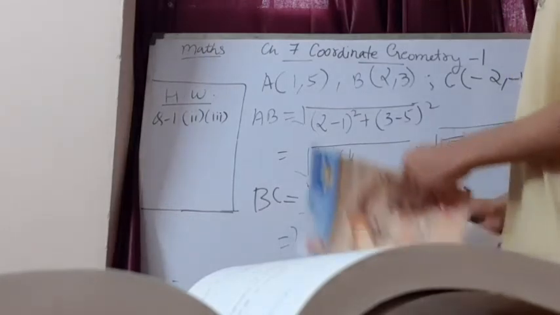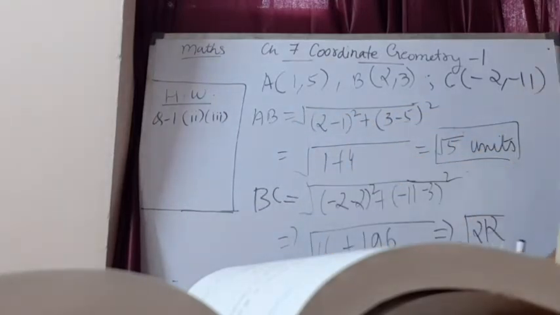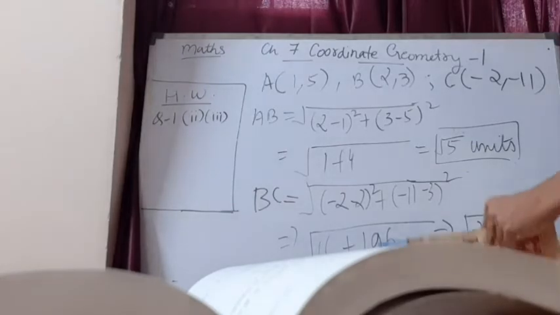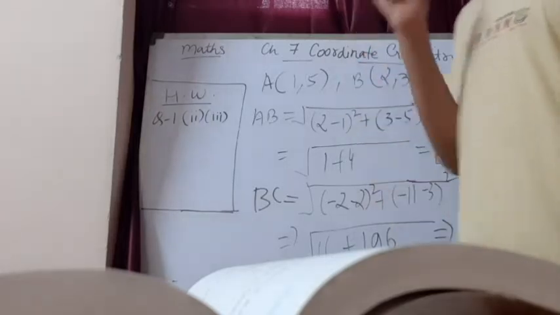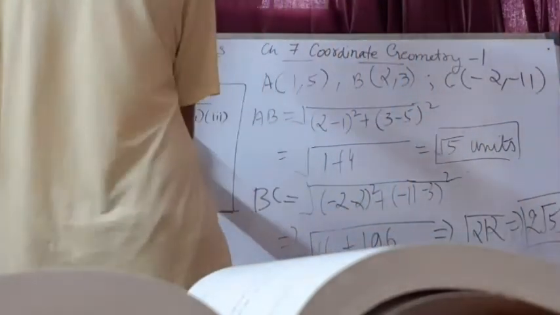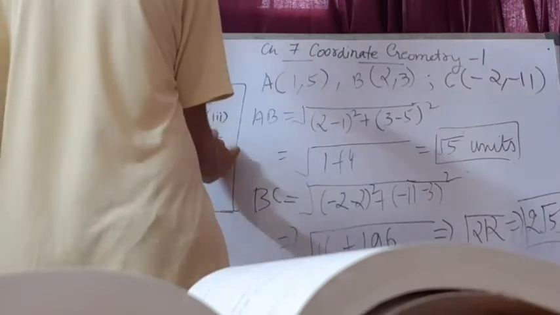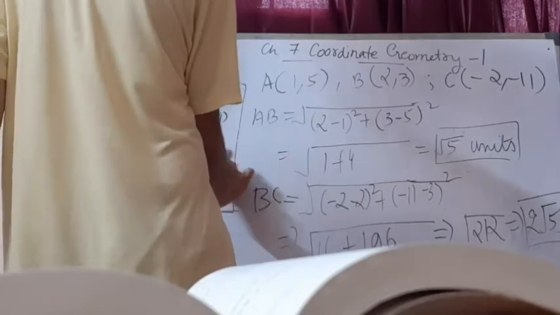So you will be getting root 212 after addition of this, and that is equal to 2 root 53. So this is your BC. Clear? AB and BC are clear to you. So let us write over here. AB is equal to root 5 units. BC is equal to 2 root 53 units.